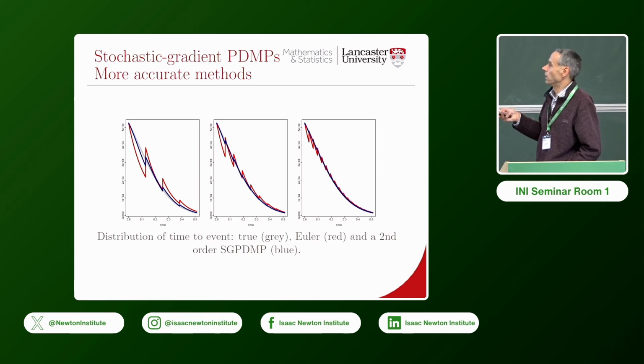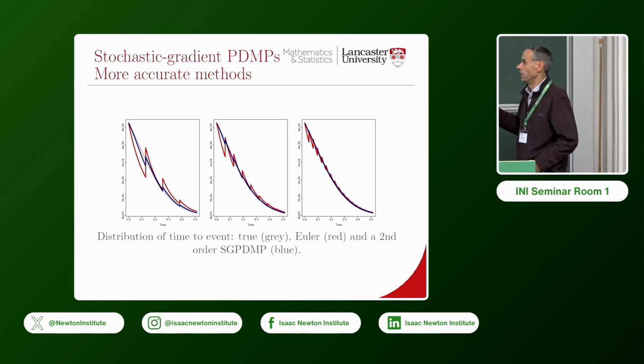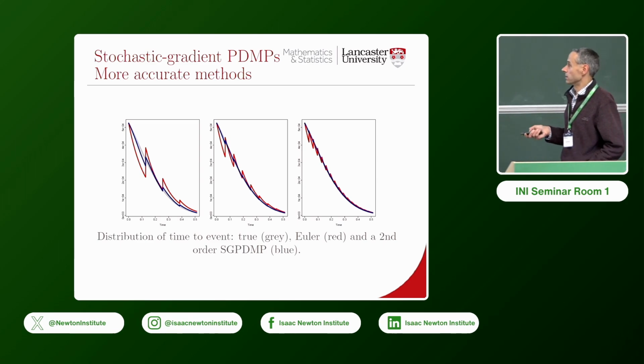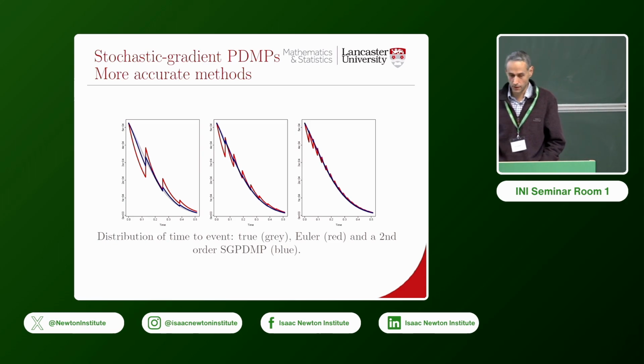And if you look at the overall error in the rates or in the distributions you're sampling from, you can actually numerically observe that the errors are going down with the square of the discretization distance rather than just linearly with the discretization delta.